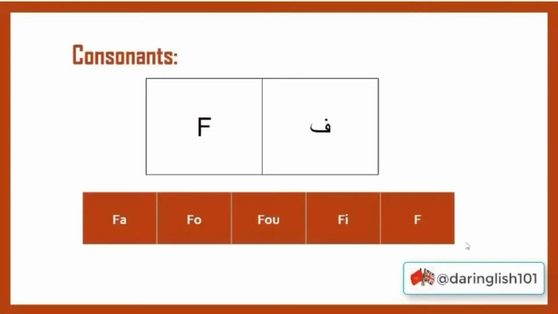حرف الفاء, fa, fo, fu, fi, f. حرف الغا, ga, go, gu, g. The reason there is no G and I is because it's pronounced G, so it's not G. حرف الها, ha, ho, hu, hi, h. Just like the H in hey. حرف الجيم, ja, jo, ju, ji, j. حرف الكاف, ka, ko, ku, ki, k.